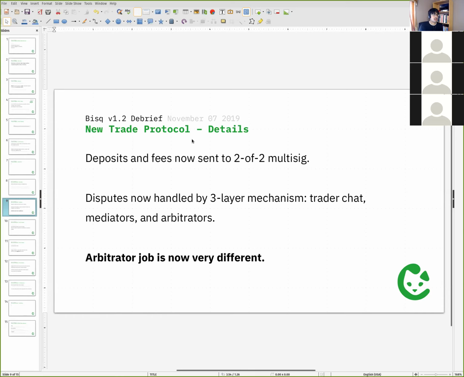And the main result is two things. Number one, arbitrators are much less powerful than before. They do still exist. We'll talk more about what they do in a second. But the other big change is that dispute resolution is now also very different. It's now a 3-layer mechanism with trader chat, mediators, and arbitrators.